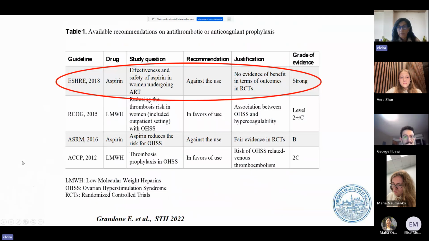And for this reason, aspirin is, as you can see here, contraindicated by all guidelines available so far in the literature. On the other hand, low molecular weight heparin is suggested or recommended to avoid VTE associated with the ovarian hyperstimulation syndrome. As you can see, these are Royal College guidelines, and these are CHEST guidelines from the US.